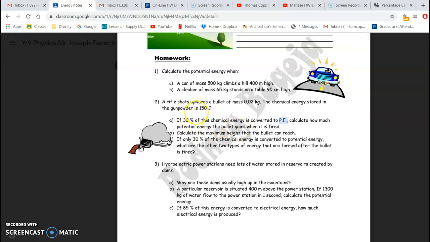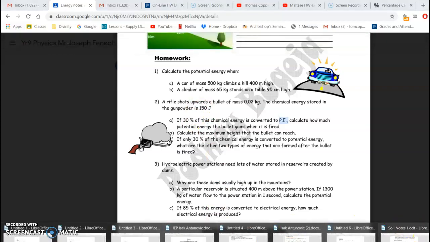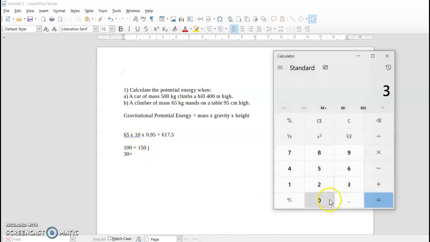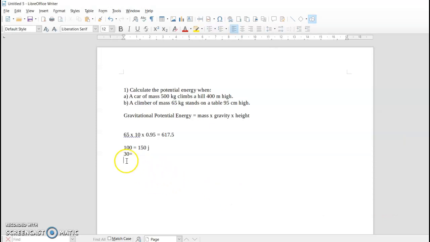To find 30% of 150, all you have to do is use this method. We know that 100% is equal to 150 joules. That's the total amount of chemical energy there is. Now we have to find 30% of that 150. So what you do is you times this with this and you divide it by 100. So you times 30 by 150, which is equal to 4,500. Then you divide it by 100, and the answer is 45. So we know that 30% of 150 is 45 joules.